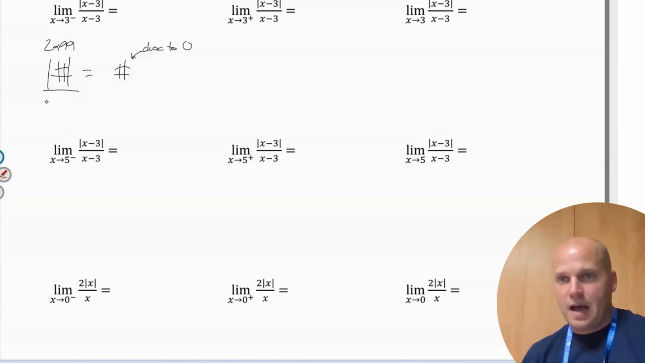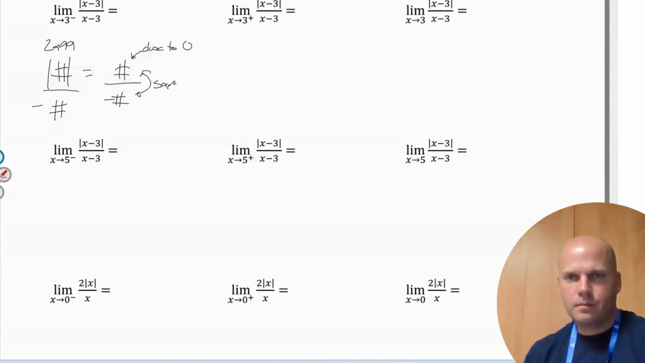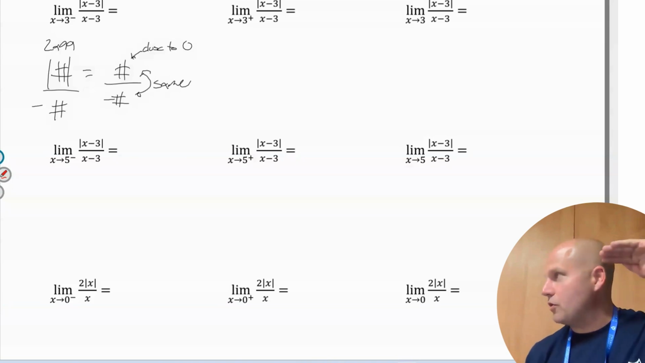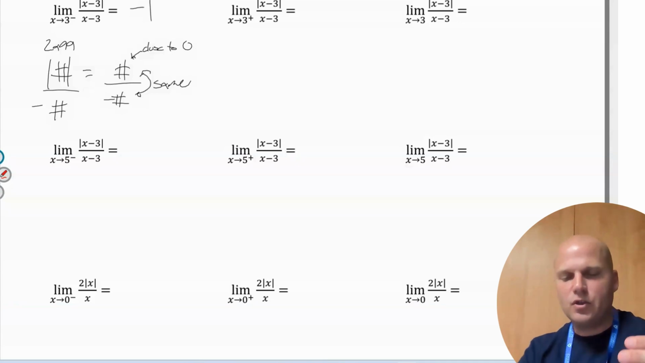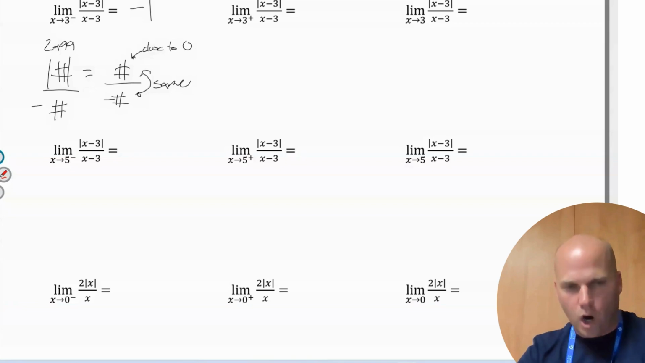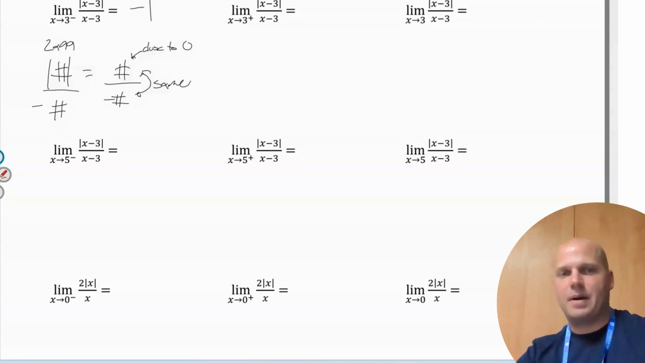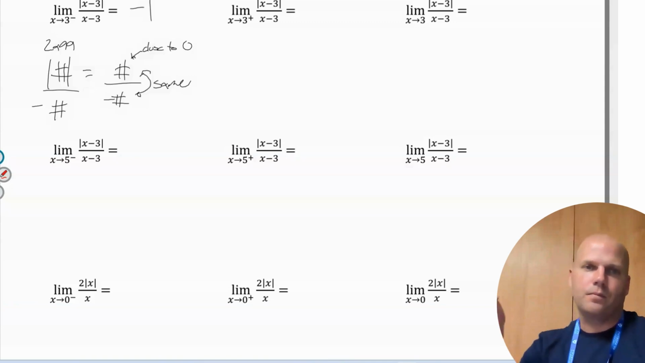Meanwhile, if I plug it in the denominator, I would get a negative number close to 0. Now here's the key. These numbers are the same. What happens if you divide something by itself? You get 1, not a negative answer. That's why I should get -1 here. If you have something divided by itself and negative, you get -1.